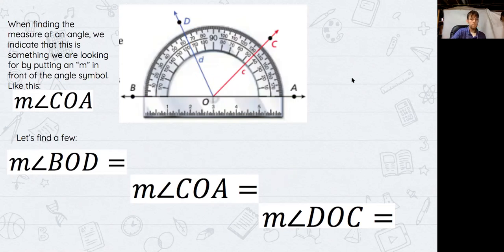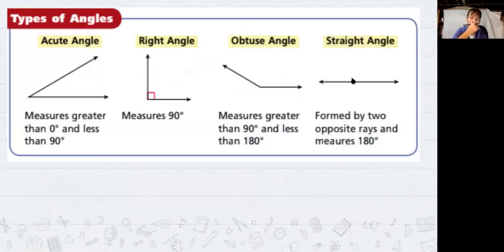All right, moving forward, we have these types of angles. So I'm assuming you already have some familiarity with this. We have the acute angles. Acute angles measure greater than 0 degrees and less than 90. So they're going to be in between there, 0 to 90, right? They're kind of small, narrow angles.